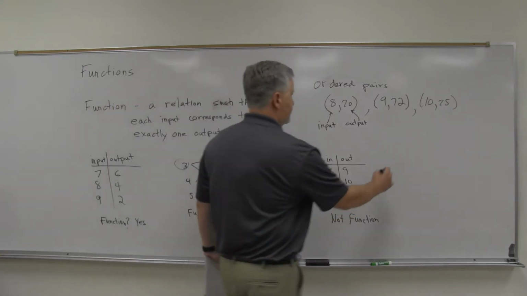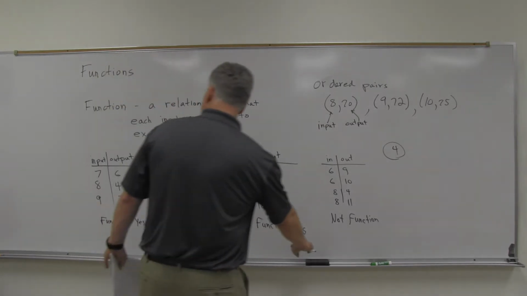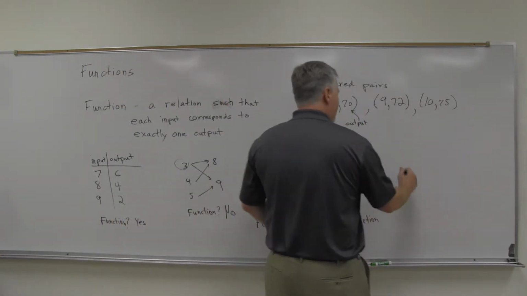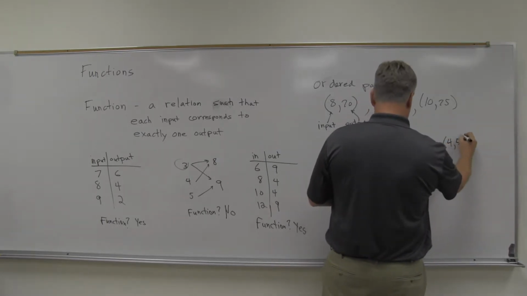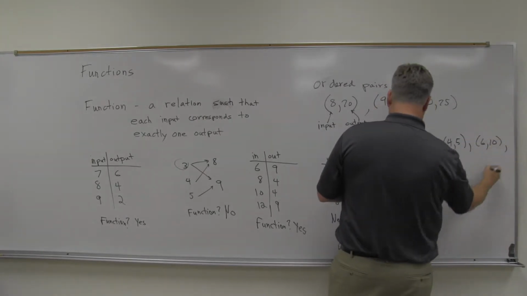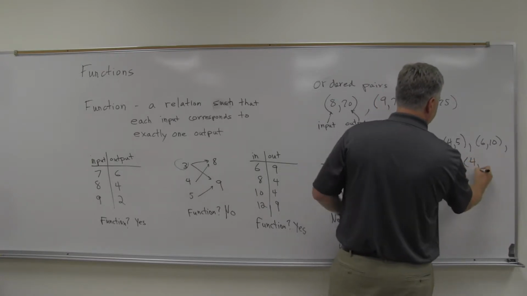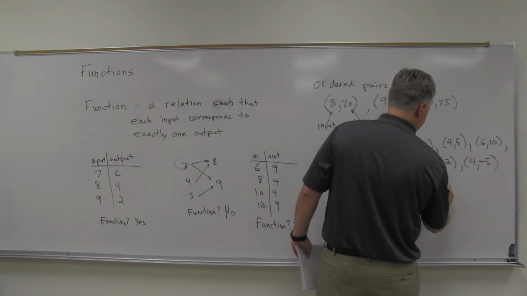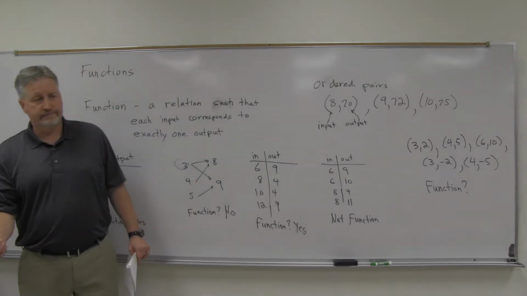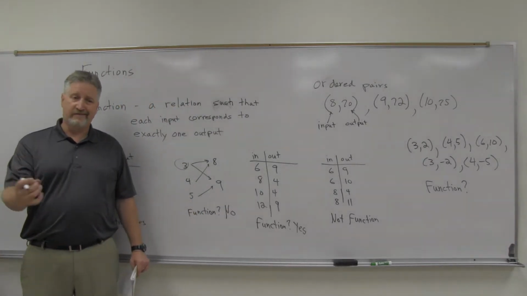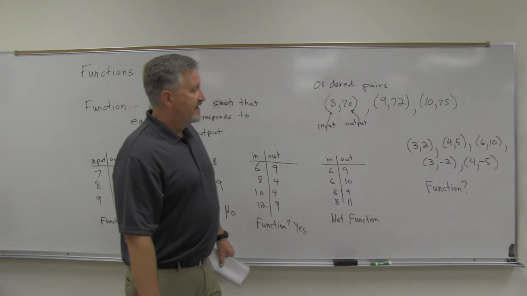All right, what about this one? So we've got 3, 2, this one's the ordered pairs, 3, 2, 4, 5, 6, 10, 3, -2, and 4, -5. Is that a function? No. Same deal, right? If we consider the first number in the pair the input and the second one the output, you can't have a duplicate input, essentially what it means.